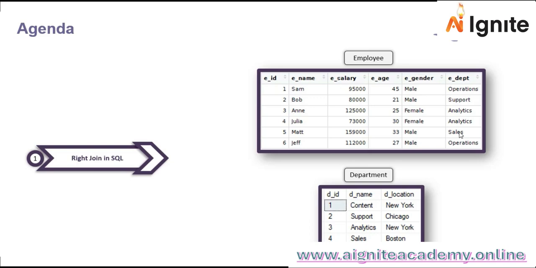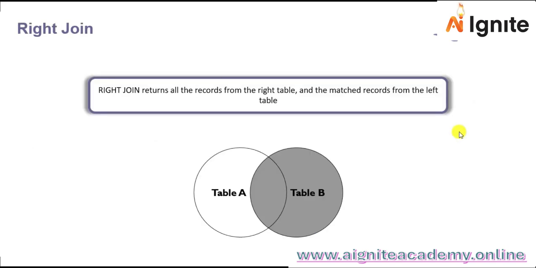In this session, we'll be implementing the right join. So the right join basically returns all the records from the right table and only the matched records from the left table. So if we take table A and table B, then applying right join on these two tables would give us all the records from table B and only the matched records from table A.